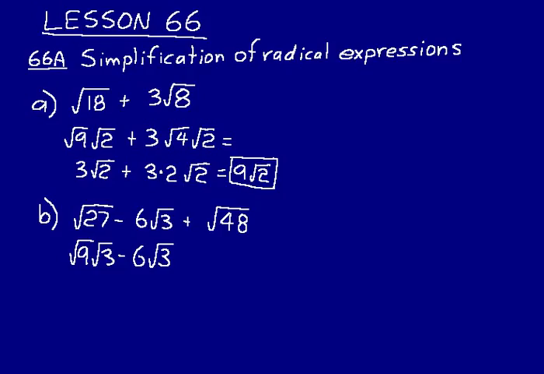And then 48. Think of a factor of 48 that you know the square root of. And you want to try to think of the largest factor of 48. I mean, 4 times 12 would work, but so would 16 times 3. 16 is the largest factor of 48 that you know the square root of. So go ahead and do square root of 16 times the square root of 3.